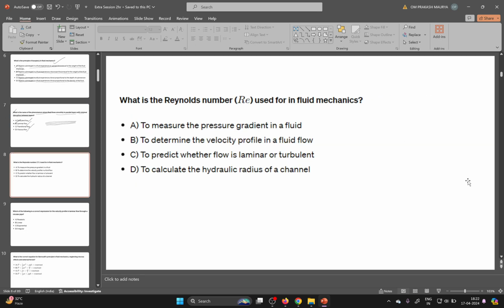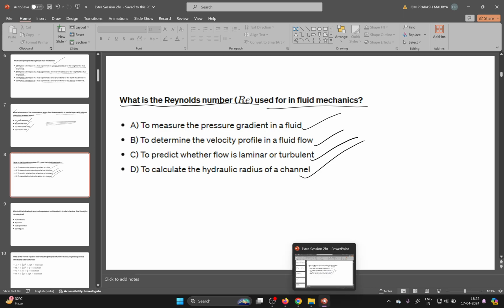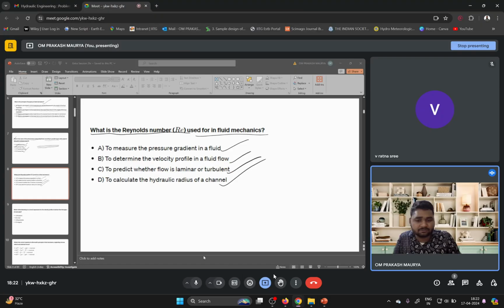Now next question is, what is the Reynolds number used for in fluid mechanics? Option A, to measure the pressure gradient in fluid. Option B, to determine the velocity profile in a fluid. Option C, to predict whether the flow is laminar or turbulent. Option D, to calculate the hydraulic radius of a channel. Which option is correct for that? Maybe two options will be correct also. So please give the answer very carefully.